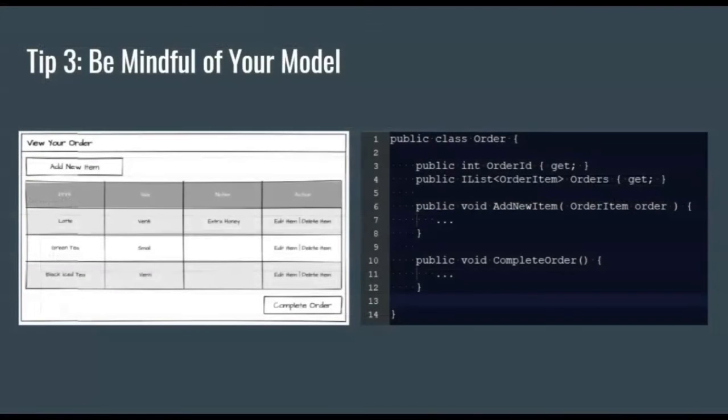The screens on your UI should closely match your rich domain model. On the left, I have a simple order screen that we saw earlier. On the right, some pseudocode of the domain model corresponding to the order. Notice how the Add New Item and Complete Order buttons correspond to the Add New Item and Complete Order methods that mutate the object. Having this approach not only fits the business process, but also guides us to use rich domain models and avoid plain old objects.